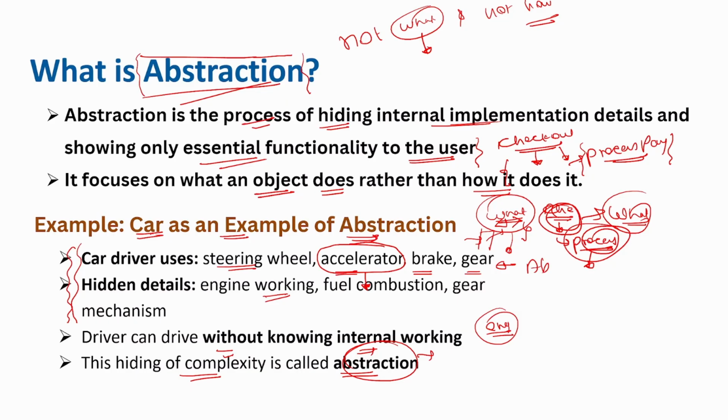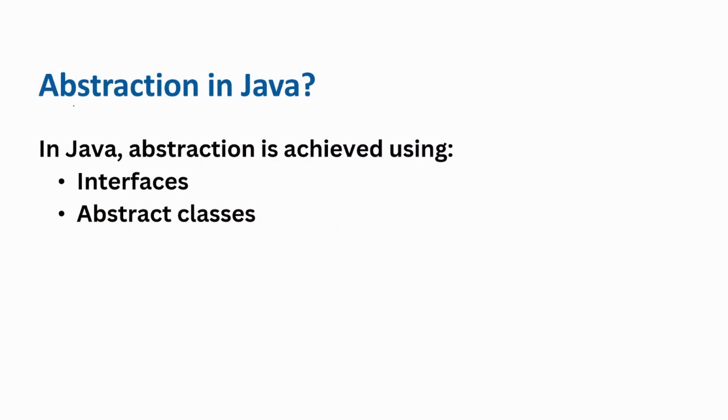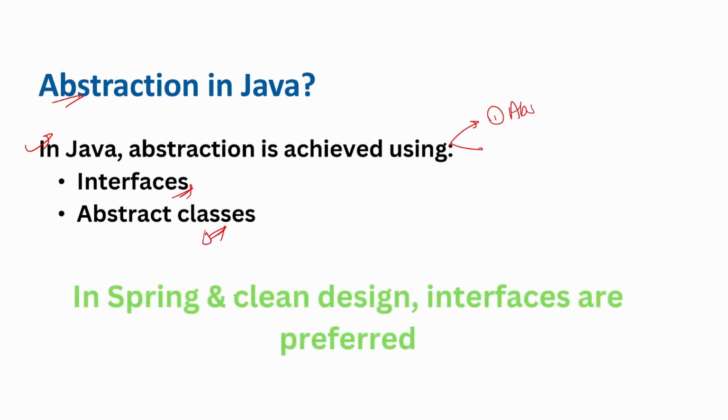In this case, the accelerator and the steering wheel are all the abstractions that are provided by the manufacturer of the car. So the driver does not need to know the internal working of the engine or the steering wheel. So how can abstraction be achieved in Java? In Java, abstraction can be achieved in two ways. The first one is using the abstract class and the second one is using the interface. But in Spring and clean design, interfaces are preferred. So we will learn about the interface.